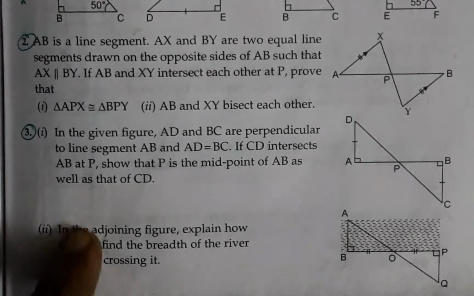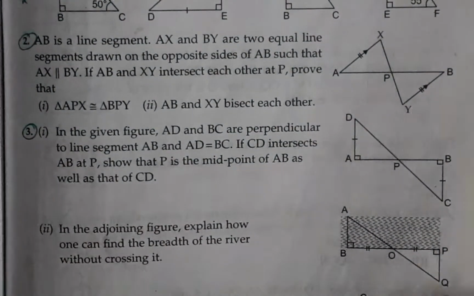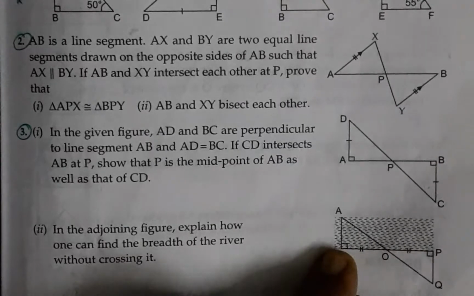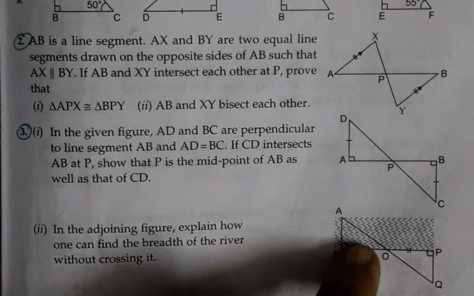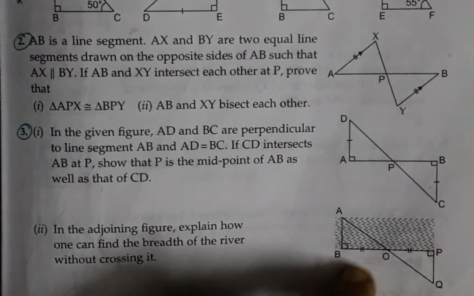I wish to discuss these problems right away, very simple problems, need not take a pen or a paper. I just want to explain here. As you can see, this is right angle and this is right angle, and there is a vertically opposite angle between these two triangles, and the sides are given as equal.